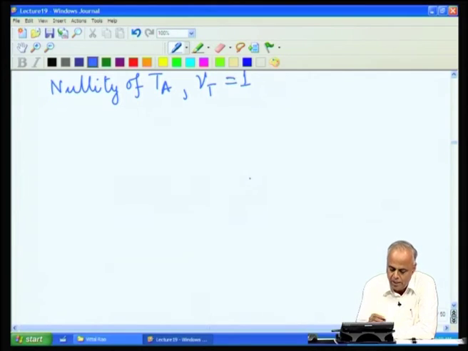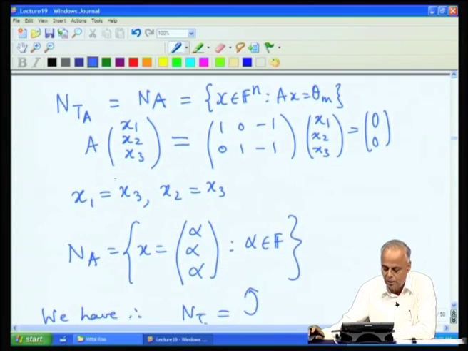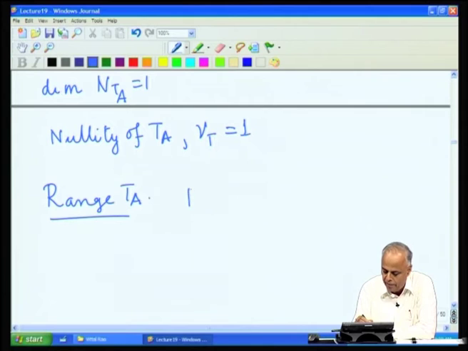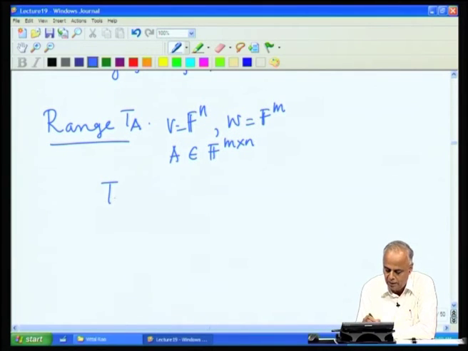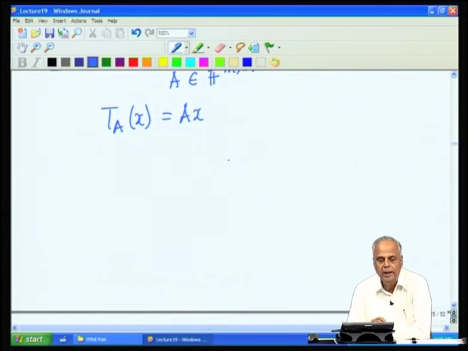Now, let us find the range of T_A for this same transformation. First, let us look at the general matrix and then look at this example. So, once again we look at F^n to be V, W to be F^m, and we take a fixed matrix A in M_(m by n) and we look at the linear transformation which takes the vector x to A of x. Now, we want to find the range of T_A.